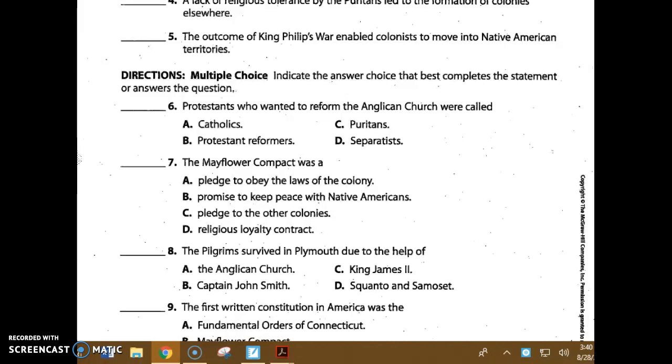Number 8. The Pilgrims survived in Plymouth due to the help of who? Was it A. the Anglican Church that helped them, B. Captain John Smith, C. King James II, or D. Squanto and Samoset?